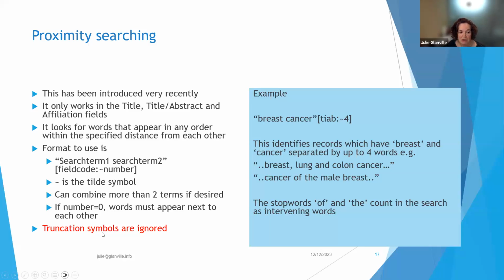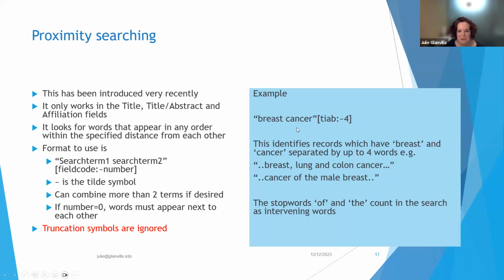Truncation symbols are ignored. So if you introduce truncation into this, it will just be ignored. It won't actually work. So what this means is, if you're worried that there may be term variants or singular and plural forms of a word, you need to repeat your proximity search with that second variant included. So you need to run more than one proximity search.